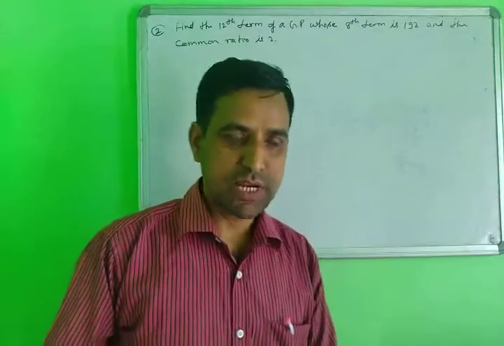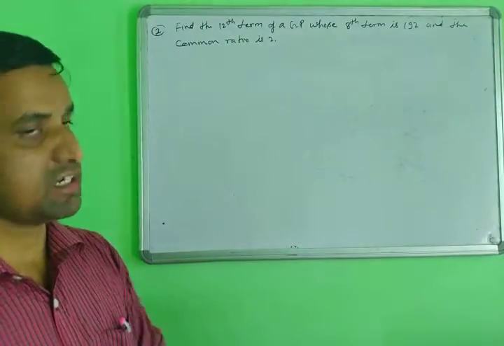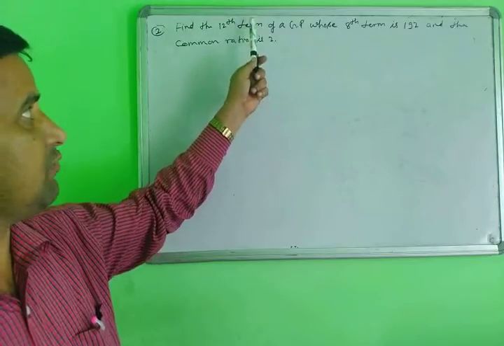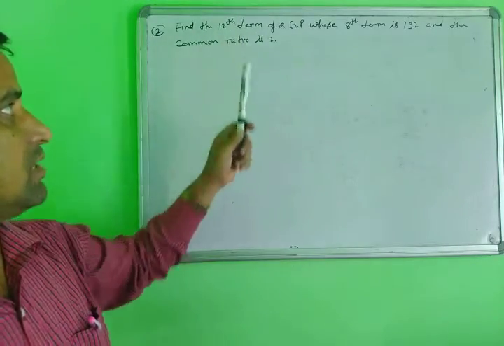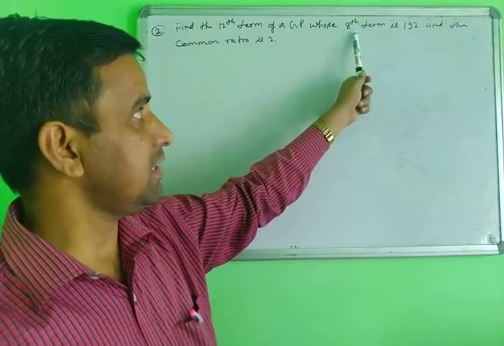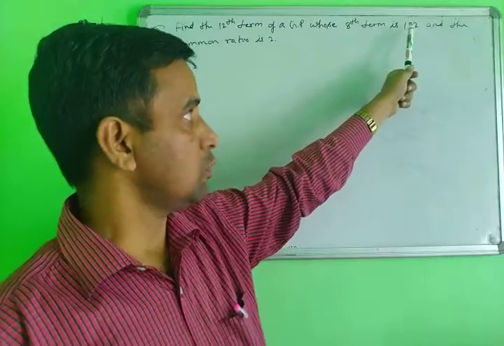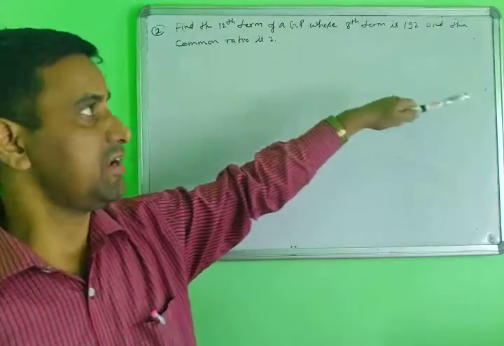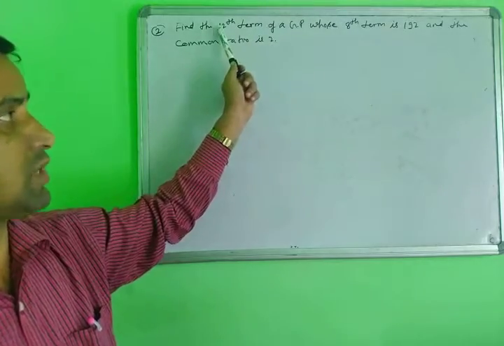Yes class, next question. I am taking question number 2, a different type of question. Find the 12th term of a GP whose 8th term is 192. In this GP, the 8th term is 192, and you have to find the 12th term.